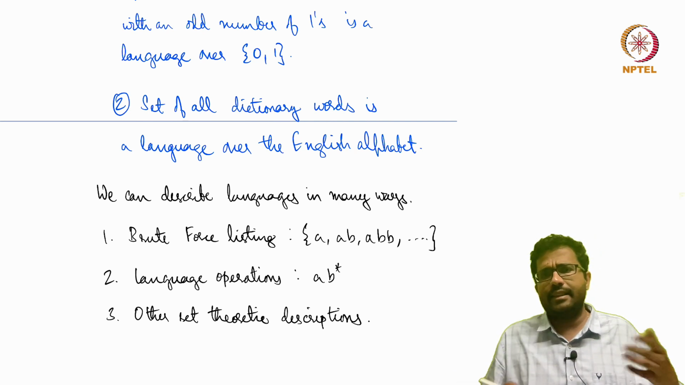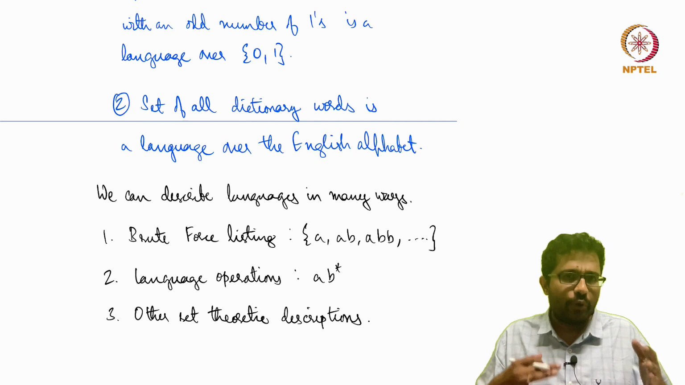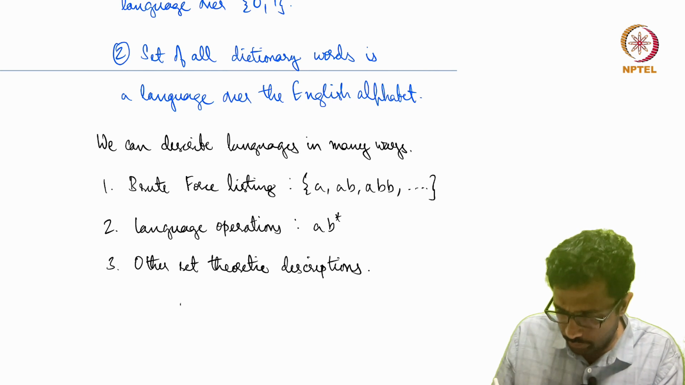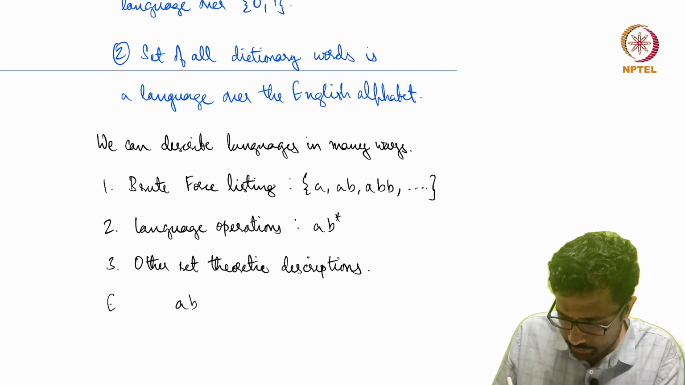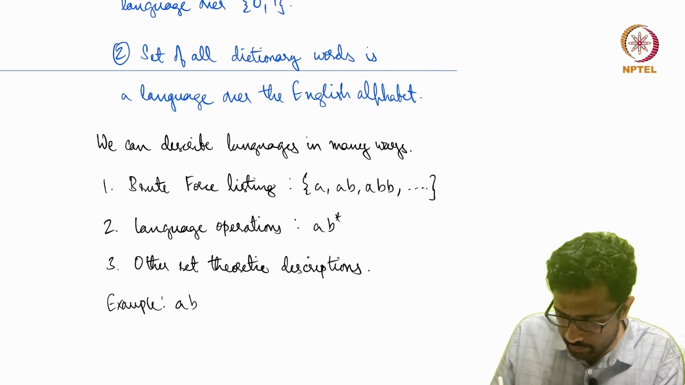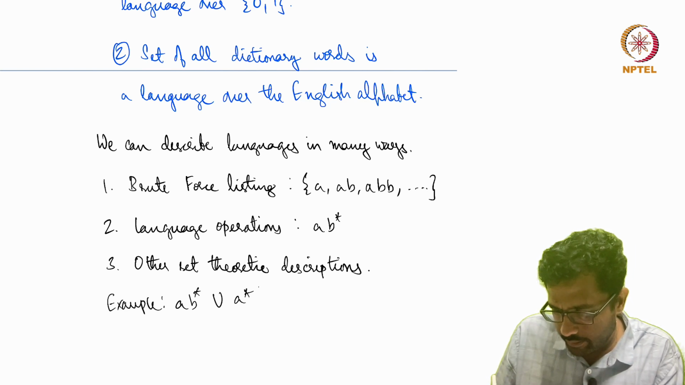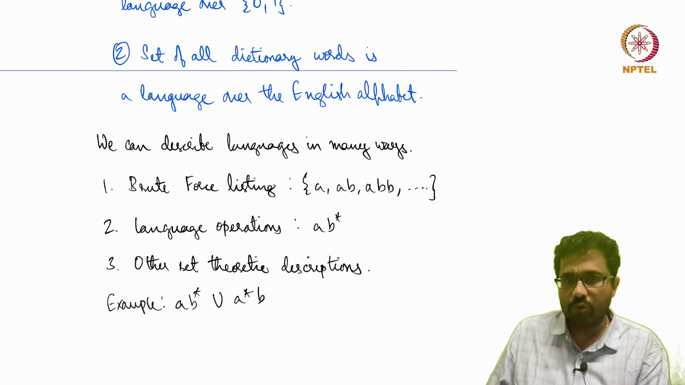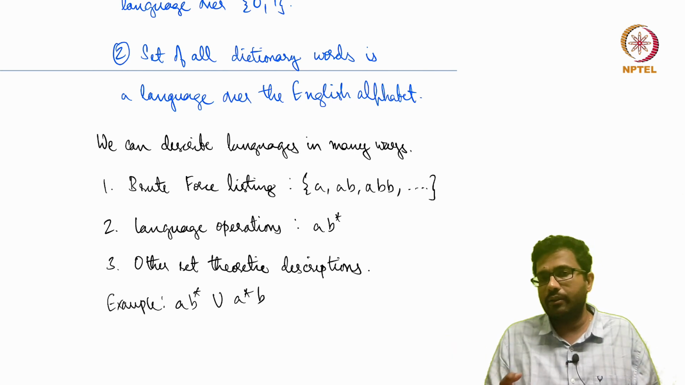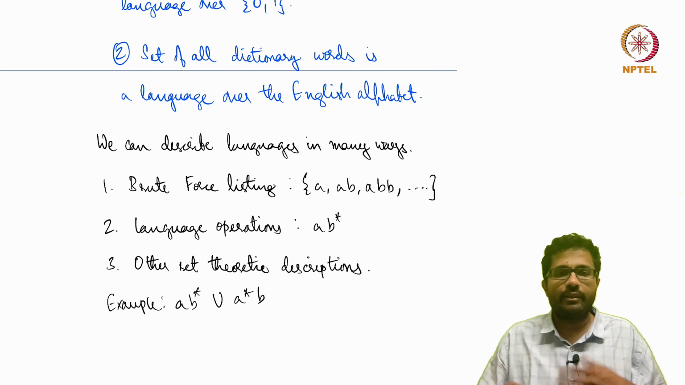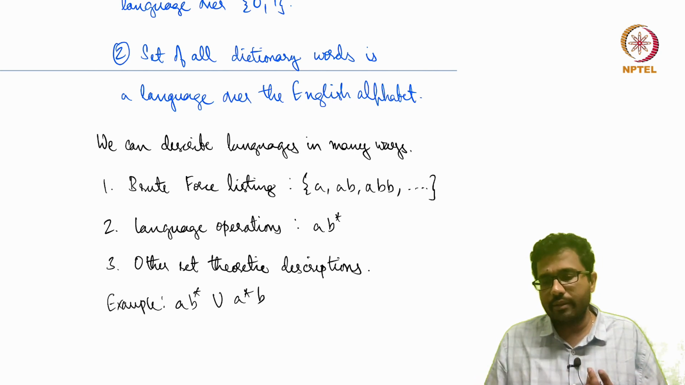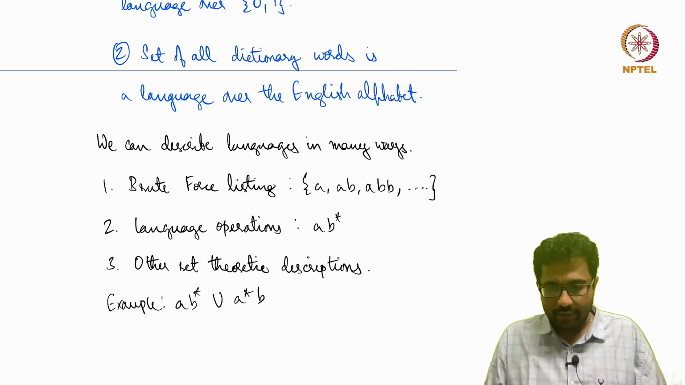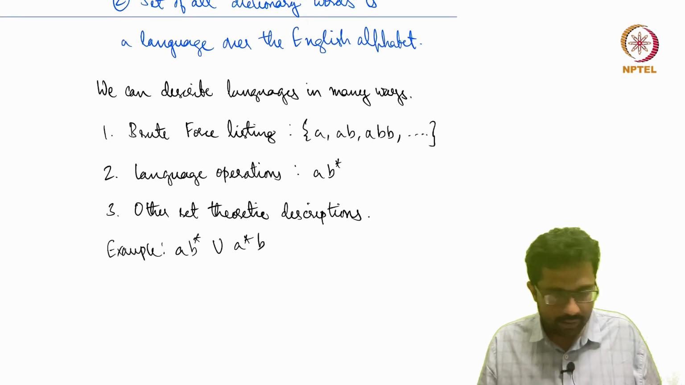You could also use other set theoretic descriptions, using operations like union, intersection, etc. For example, you could have AB star union A star B. This is not the same language, but I'm using union to take the set theoretic union of two languages. I could even have complement, intersection, and so on. So we can use all this to denote languages, right?